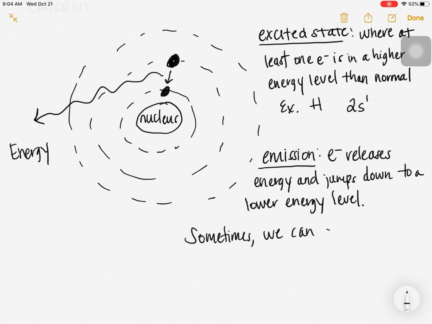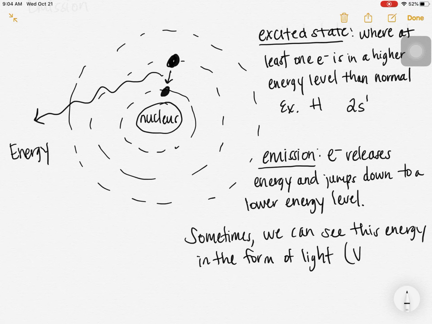Now, this energy that is released, sometimes we can see it. And that would be in the form of light. So sometimes we can see this energy in the form of light, only if it's in the visible section of the spectrum. Sometimes we can't. So it depends on how much energy is released, whether or not we can see that energy.